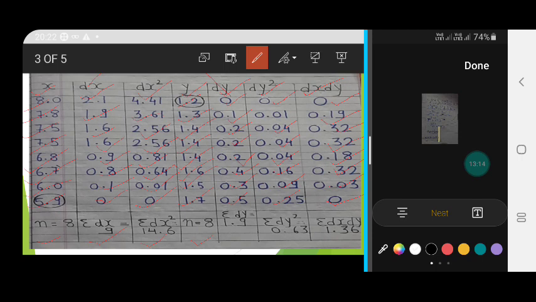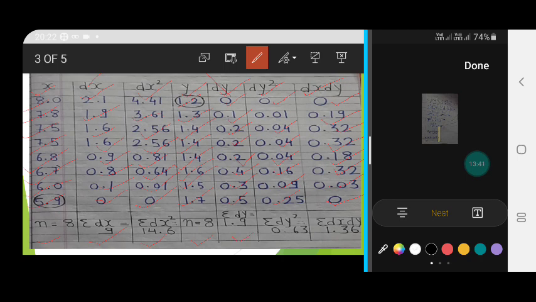Then we have dy column. Under the dy column, again we have to take the summation of the values under dy column in order to get summation dy. So how we are going to do it? We will do 0.1 plus 0.2 plus 0.2 plus 0.2 plus 0.4 plus 0.3 plus 0.5. So we will get 1.9. So we will write summation dy is equals to 1.9.